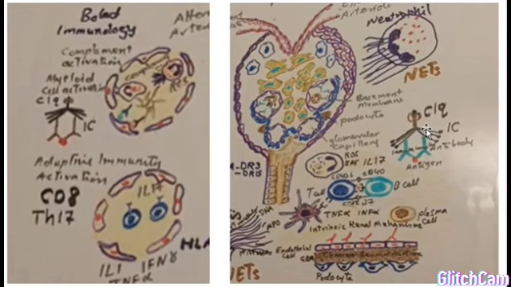And anaphylatoxins are short fragments of the complement components number 3, 4, and 5, and these will lead to inflammation, or glomerulonephritis.